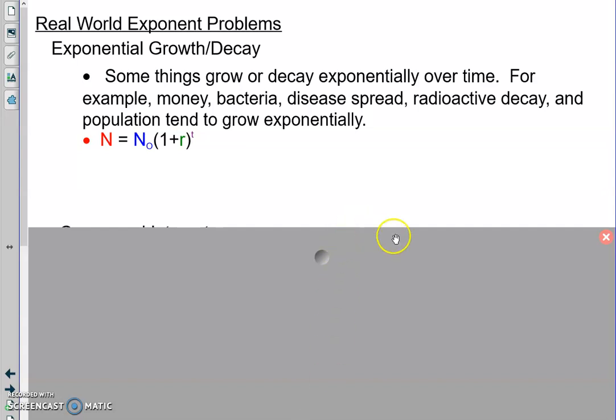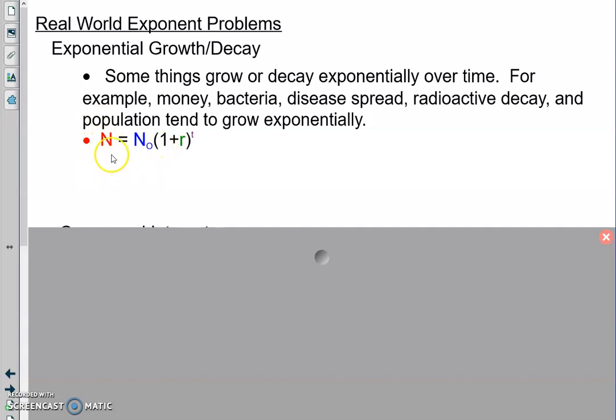So as you read along in your notes, you'll notice that this type of exponential growth might apply to money or how bacteria grows, how disease spreads, how radioactive things might decay, or how population in certain cities or countries or towns tends to grow. So one of the formulas that you'll need to be able to use, you don't have to memorize any of these formulas, you just have to know what they mean and how to use them, is this exponential growth formula.